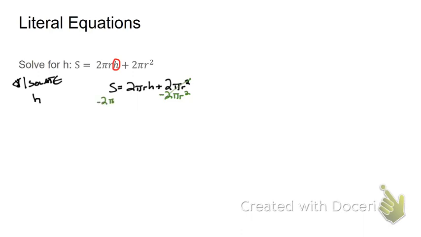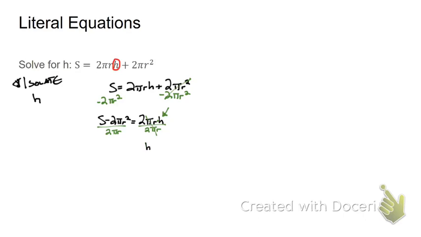Anything I do to one side, I have to do to the other. And now we're left with s minus 2 pi r squared on the left side equals 2 pi r h on the right side. Once again, we're trying to isolate the h, so I have to look at the operation taking place between this h and all this other stuff. And I know if those variables are touching like that, that means there's multiplication going on. Therefore, our inverse operation is going to be to divide. And anything I do to one side, I do to the other.